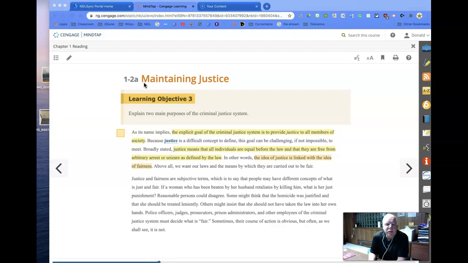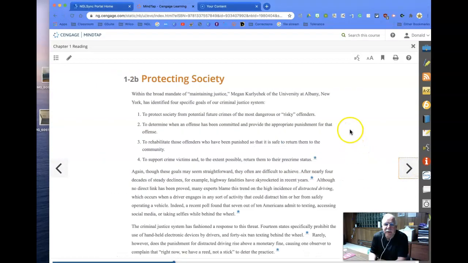And so what is justice? What does justice mean? Justice means that all individuals are equal before the law, and that they are free from arbitrary arrest or seizure. So this idea of justice is linked with the idea of fairness. So the first one is maintaining or providing justice. The second is our second heading, protecting society.